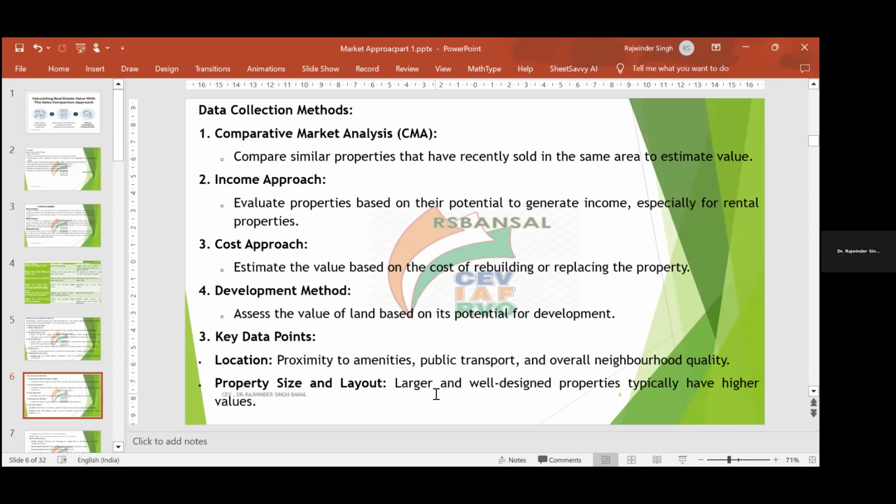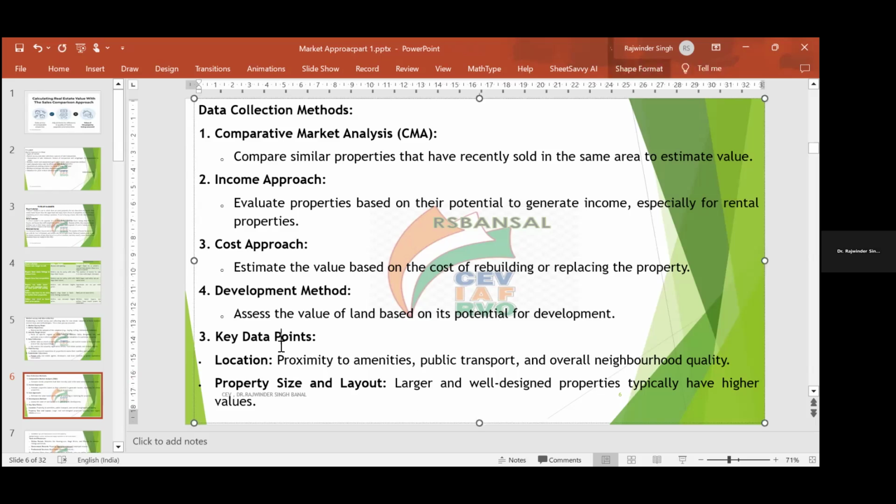Then development method. Basically, we will be doing a development method. Development method is generally used for upcoming projects. Let us suppose a commercial project is going on. Some portion has been constructed and some other portion is under construction. So there we will be using the development method. How it will be used, we will be discussing shortly.